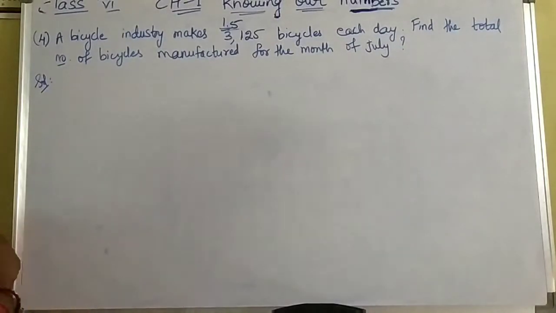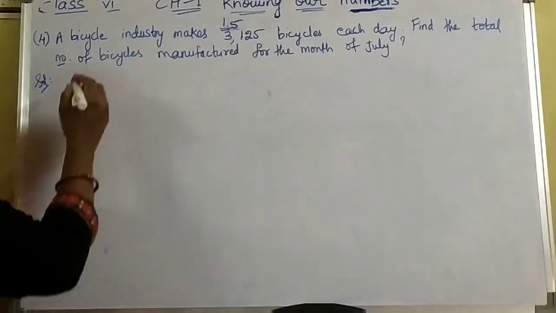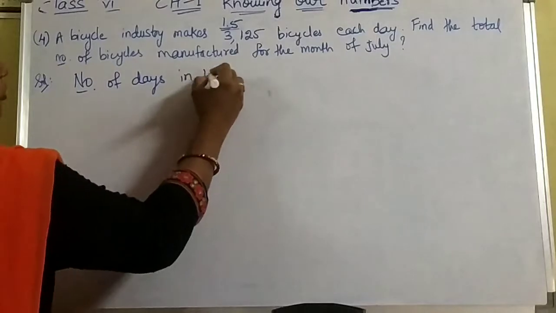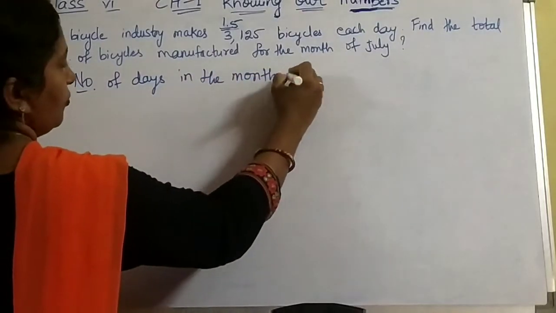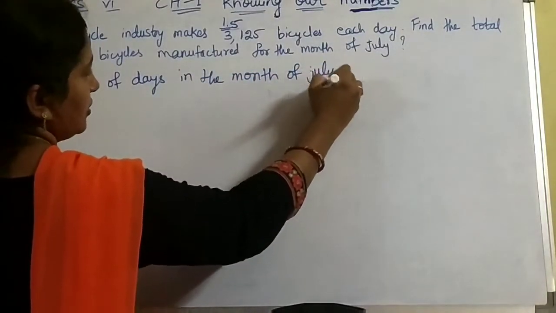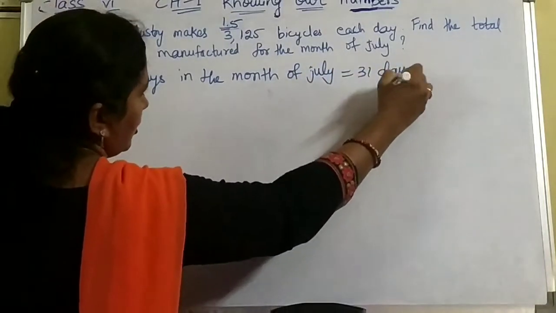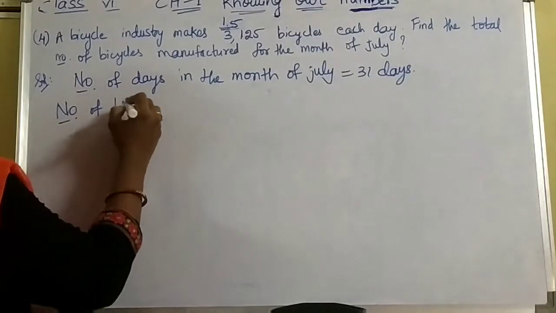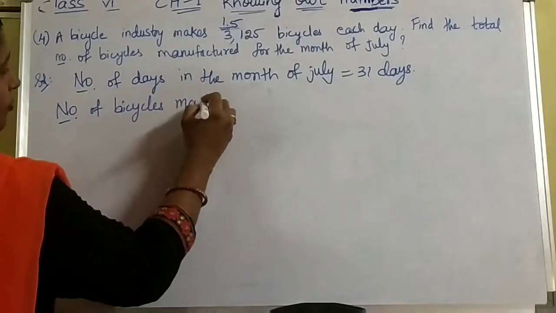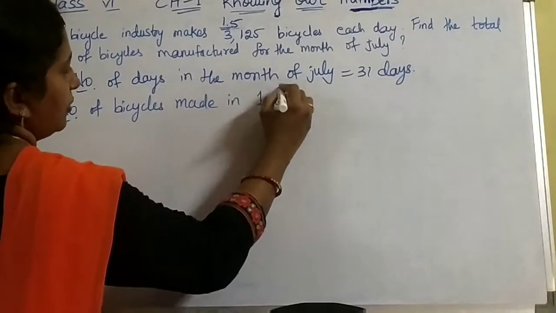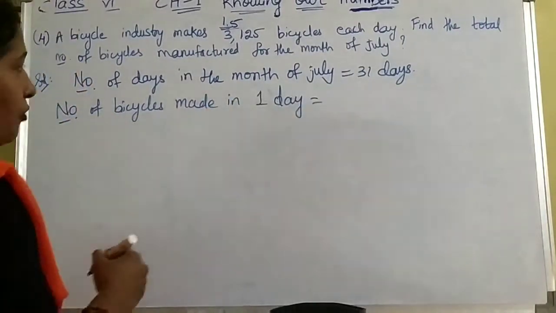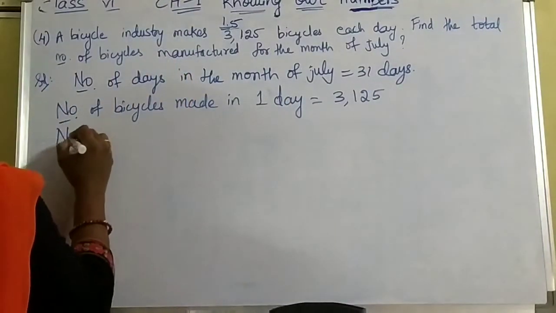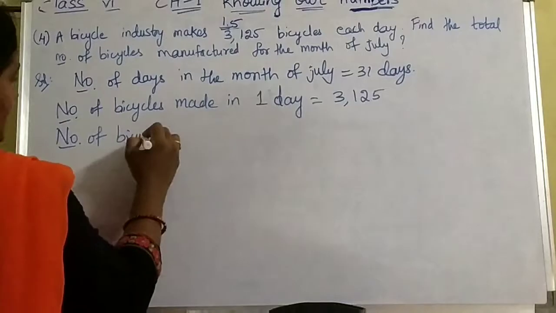First we need to write how many days are there in the month of July. Number of days in the month of July. How many? 31 days, right? Now, next, number of bicycles made in one day. How many? 3,125.